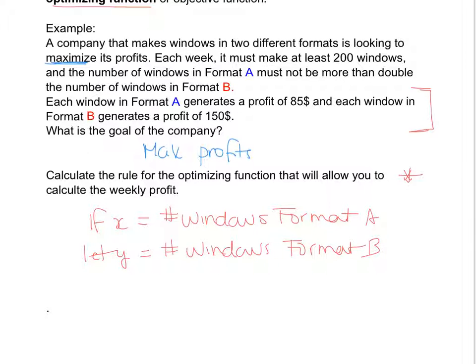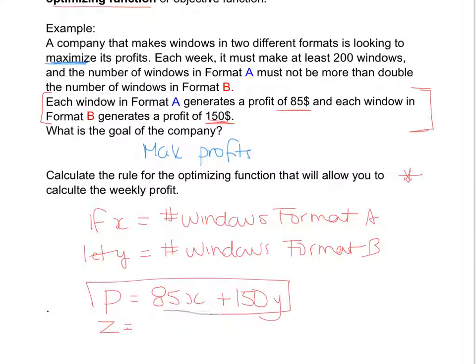Usually in optimizing function, we don't use Y is equal to, we use P for profit, or we use Z for optimizing. Okay, both mean the same thing. So if we look here, each window in format A generates a profit of $85, and each format B, $150. So it's profit. We want max profit. So how am I going to calculate max profit? P is equal to $85 per format A window plus $150 per format B window. That is how I'm going to calculate the optimal price, the maximum price.